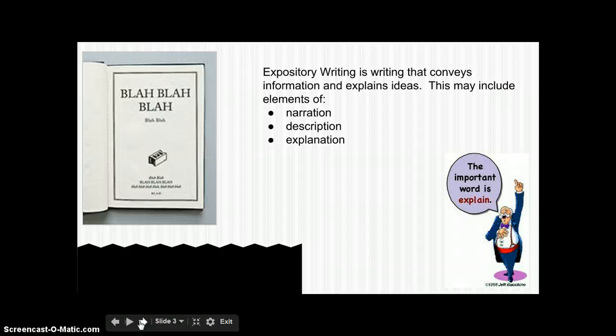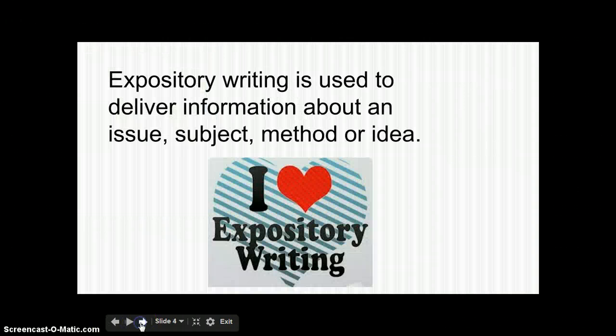Expository writing is writing that conveys information and explains ideas. This may include elements of narration or narrative type writing, descriptive writing, but mostly when we think of expository writing, we think of explanation. So notice this little guy down here. He is proclaiming the important word is to explain. Expository writing is used to deliver information about an issue, subject, method, or idea.